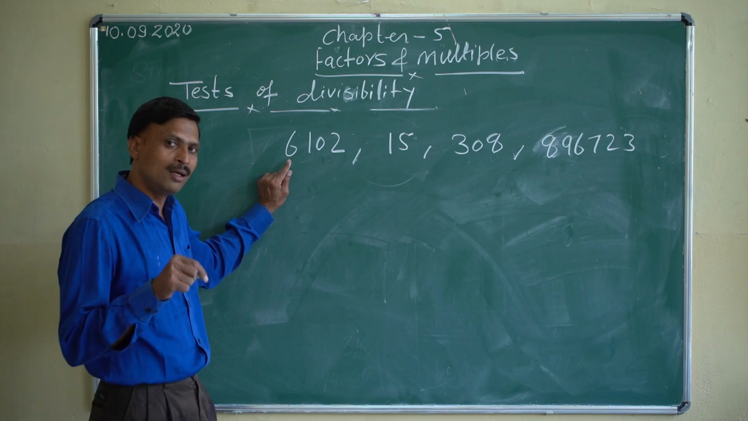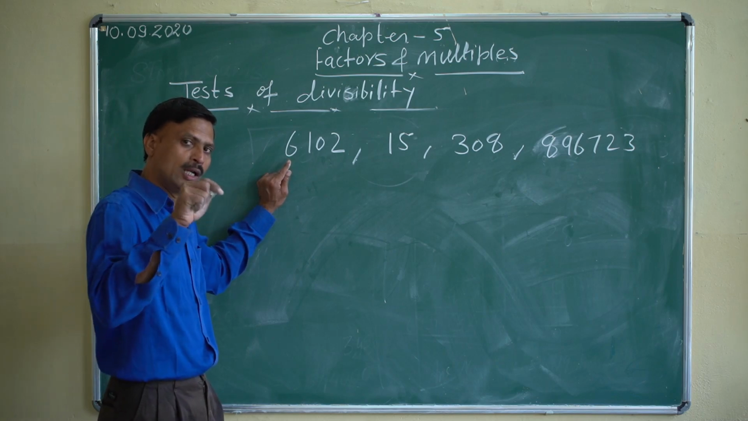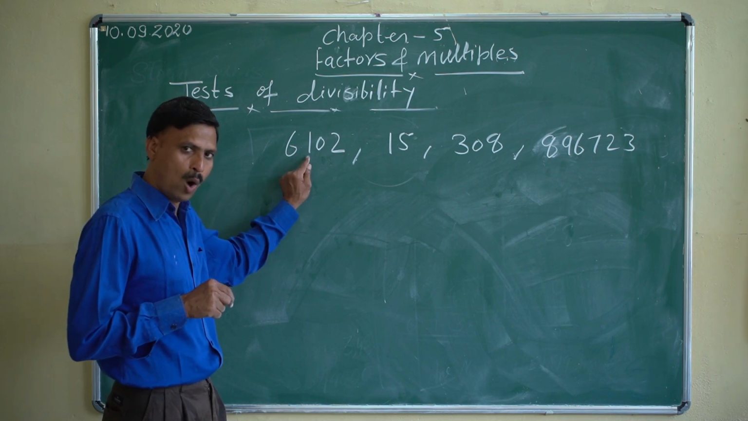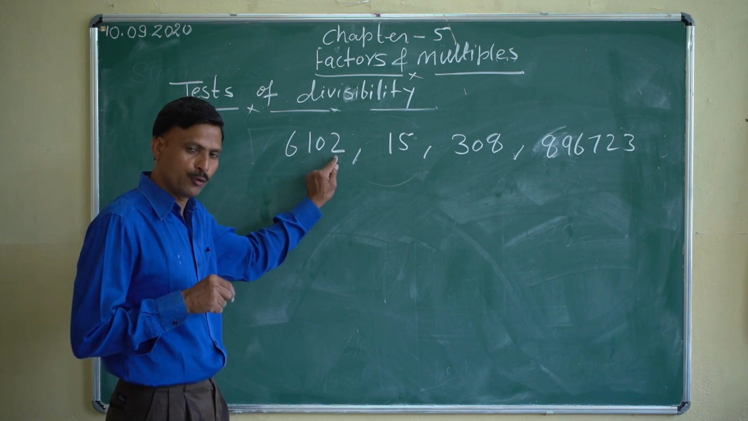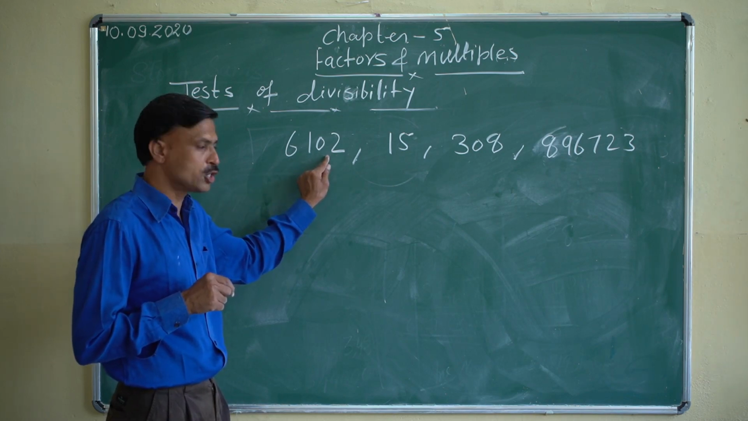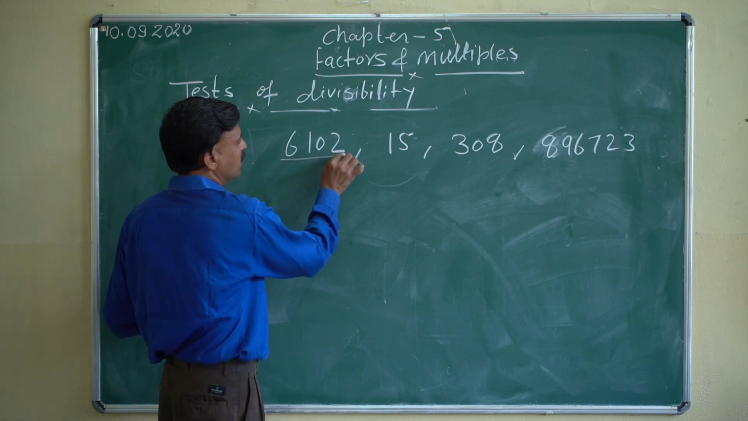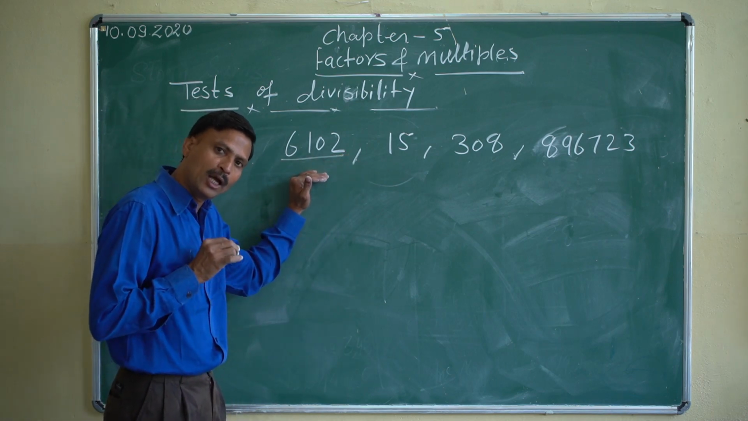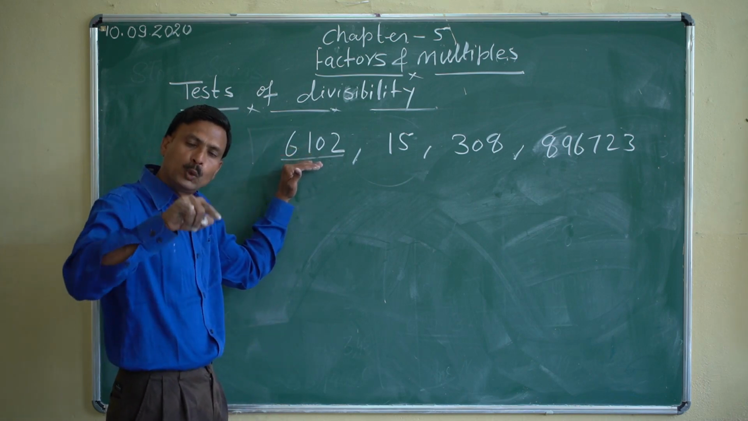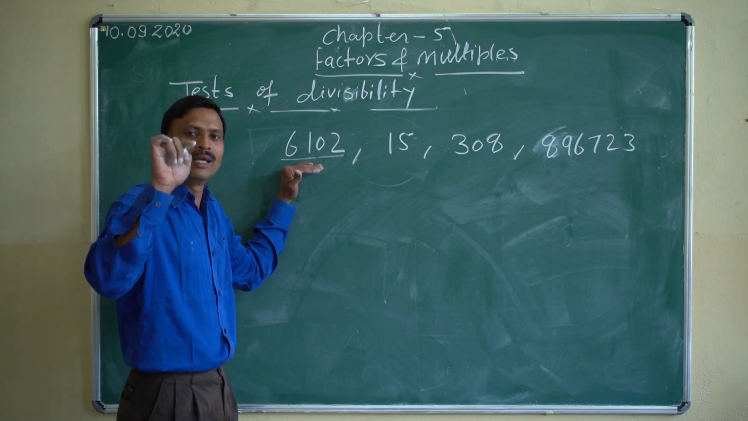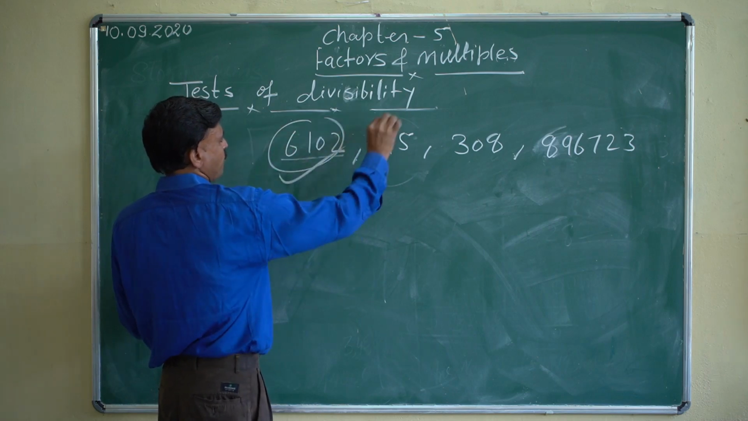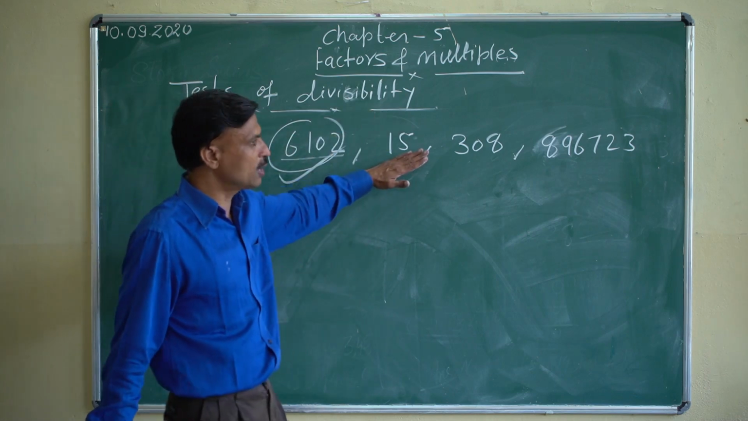So we'll add the digits of the number. What are the digits of the number here? 6, 1, 0 and 2. We'll add them. So 6 plus 1 is 7, 7 plus 2 is 9. So the sum of the digits is coming 9, which means this is divisible by 2 and 3. So since this number is divisible by 2 and 3 both, the number will also be divisible by 6. Got it? Come to the second number.